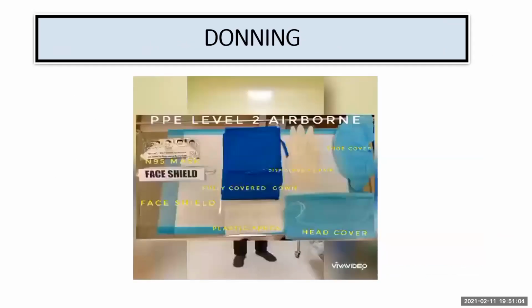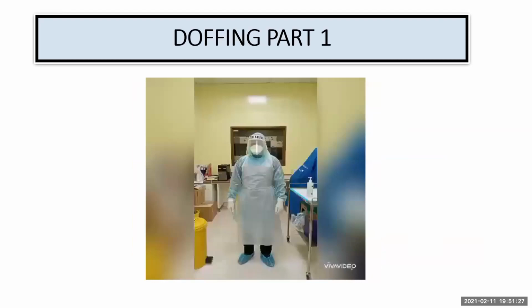Okay, so for donning level 2 airborne, first of all, of course, we need to wear the N95 mask, the head cover, the shoe cover, and then after you wear the shoe cover, you need to hand rub before you wear the glove. And then wear the glove, wear the full gown, and then wear the apron, and lastly, wear another glove, the last step. Next slide.